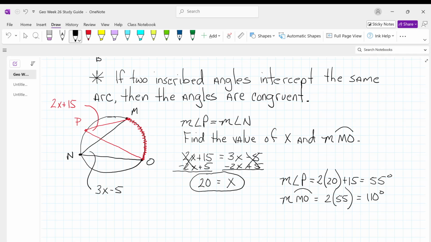All right, so what we did there is we used the rule related to inscribed angles that intercept the same arc. We solved for x so that we could substitute to find the angle measure, and we multiplied it by 2 to find the arc measure. All right, does anybody have any questions on what we covered today?